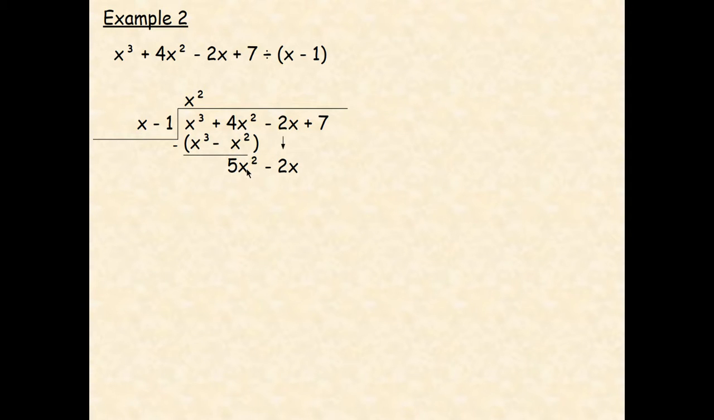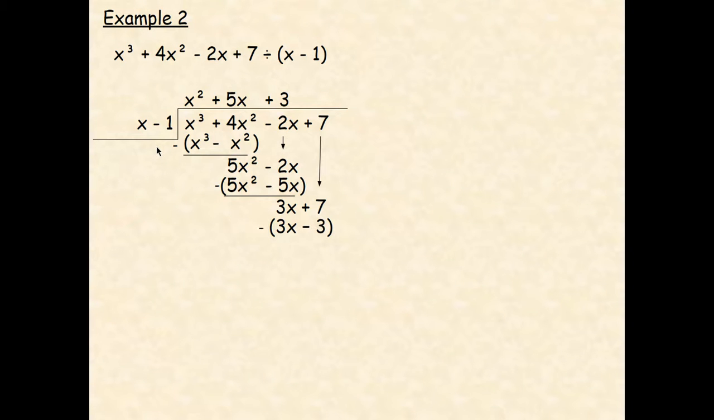Divide 5x squared by x, which gives you 5x. 5x times (x minus 1) is that. Subtract, and that gives you a remainder of 3x: negative 2x minus negative 5x is 3x, positive. Put that onto your next term. Divide 3x by x, which gives you 3. Multiply by 3. Subtract. And we have a remainder of 10.